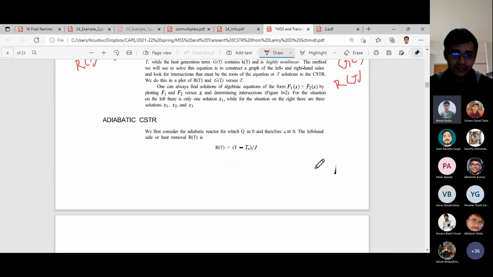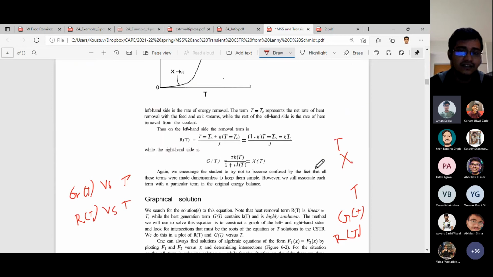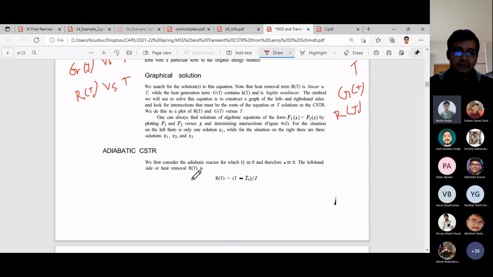But in the case of CSTR operations, particularly, we have simplified the case. Simplified means, earlier we had both the terms. So this K into (T minus Tc), this is the heat taken away by the cooling coil or the jacket, so basically the Q term. If we operate the reactor adiabatically, this term goes off, right? So we are just left with (T minus T0) by J. So this is the heat removal term.